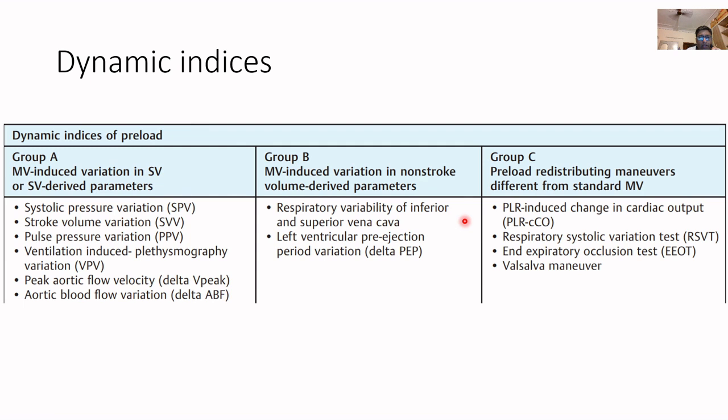And there is also the left ventricular pre-ejection variation. And among the preload redistribution maneuvers, which are different from standard mechanical ventilation, we have PLR induced changes in cardiac output. So basically PLR always has to be done, and we have to measure cardiac output also. And the respiratory systolic variation test and expiratory occlusion test, they are all measuring the mechanical ventilation induced changes in the preload, and the Valsalva maneuver.